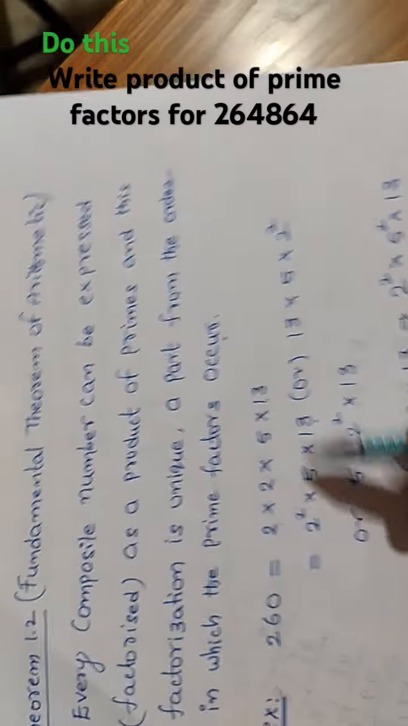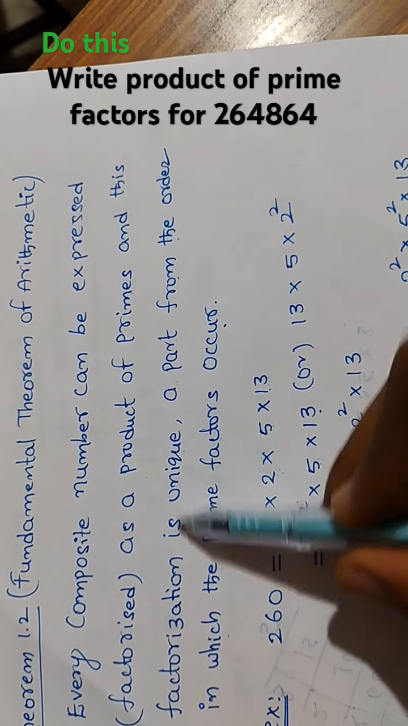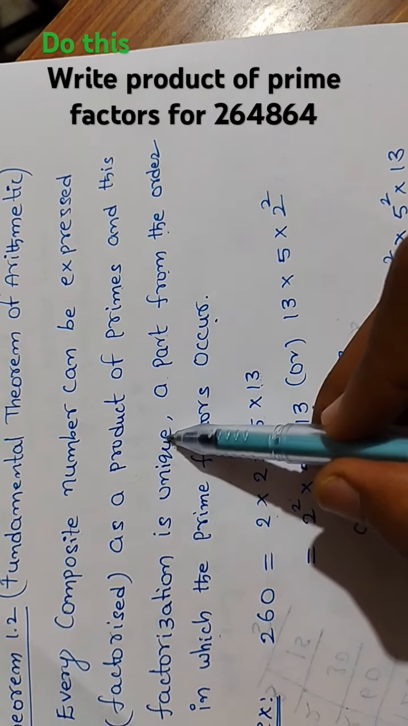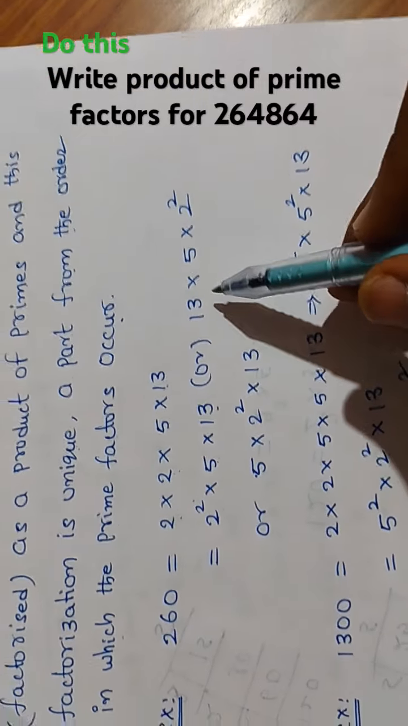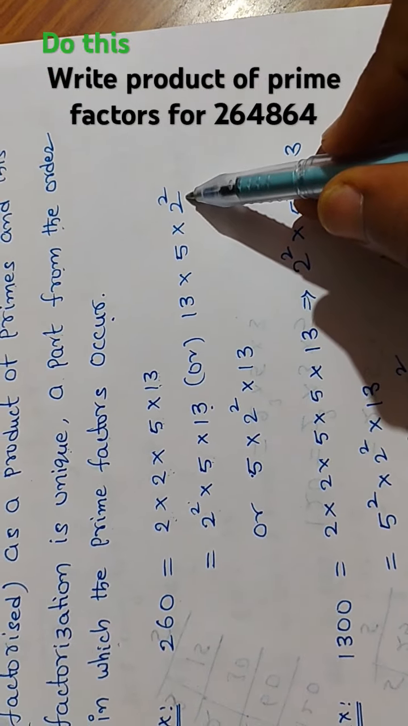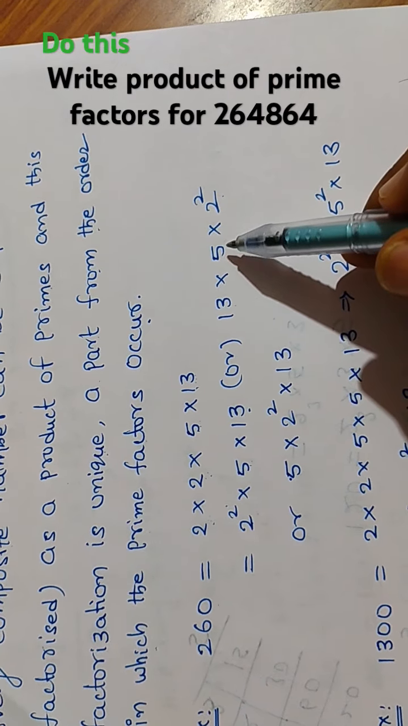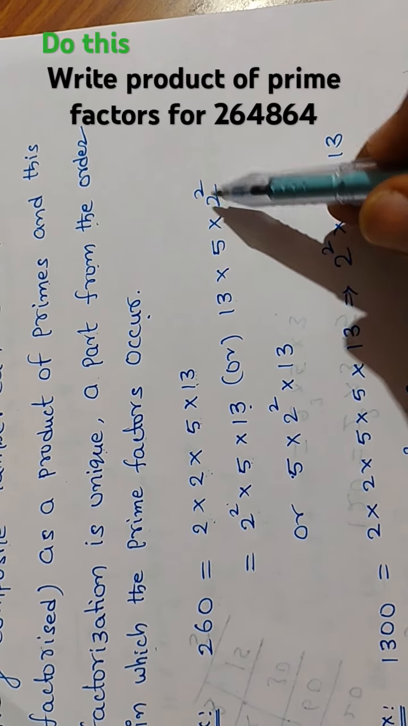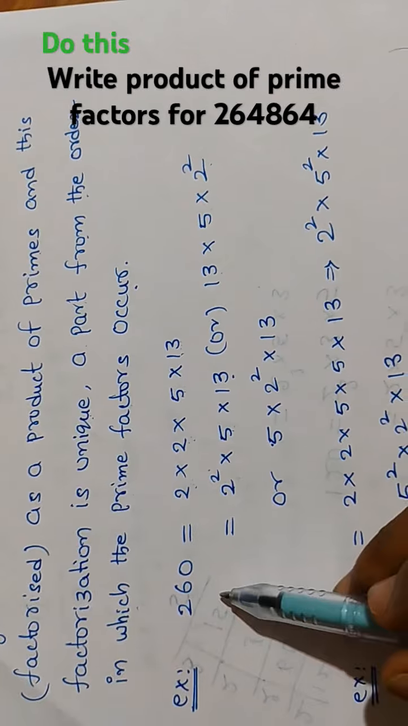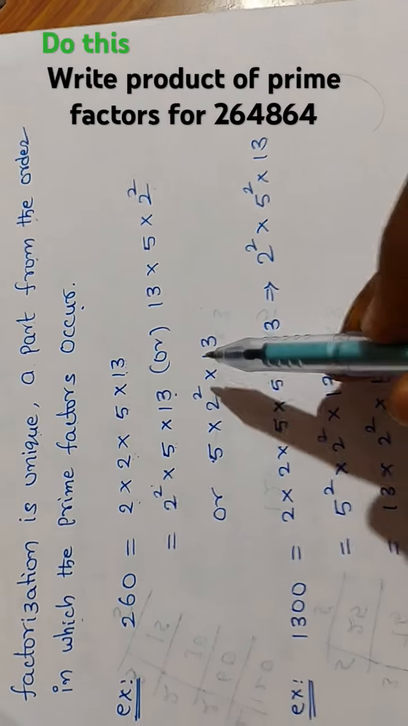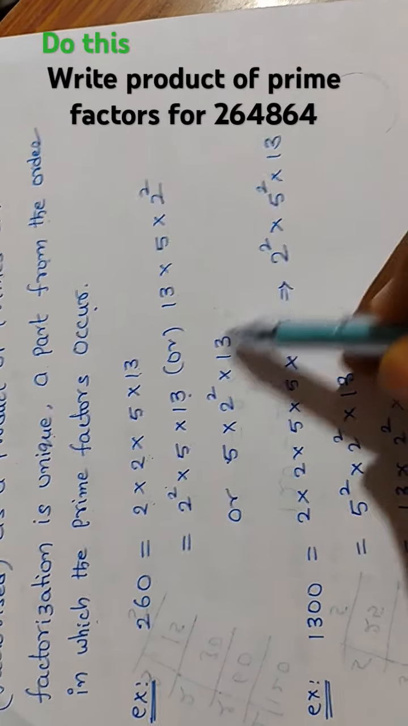And here the factorization is unique. Whichever the order may be, you will get the same factors only, that is the condition. So 13 into 5 you will get 65, 65 into 2 into 2 you will get 260 only, whatever the order may be. This is the unique factorization.